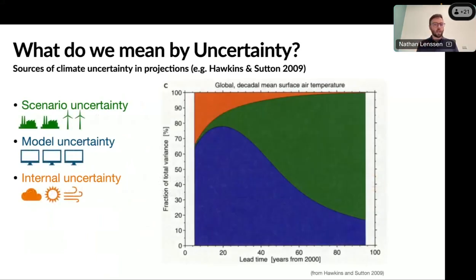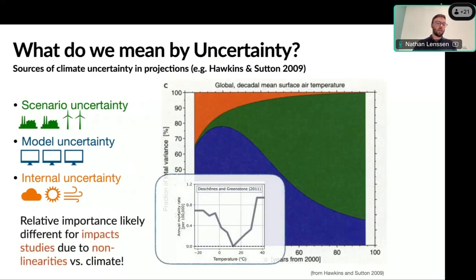And so just the classic figure from the Hawkins and Sutton paper is this one, where they're showing decadal mean surface air temperature. The role of internal uncertainty starts out pretty substantial and decreases as we see the forced response kick in more and more. Scenario uncertainty follows approximately inverse, dominating by the end of the century, and model uncertainty remains substantial throughout.